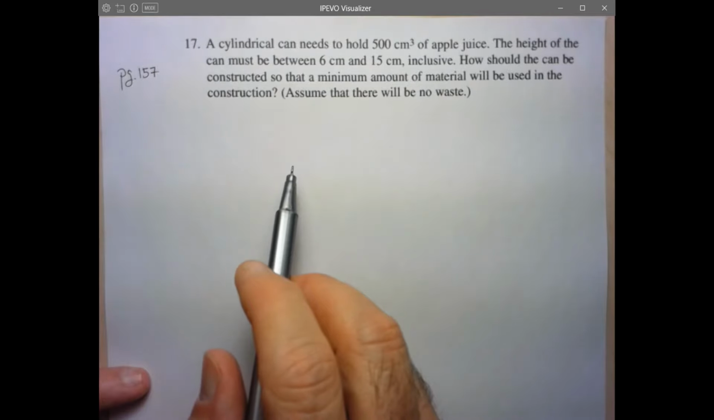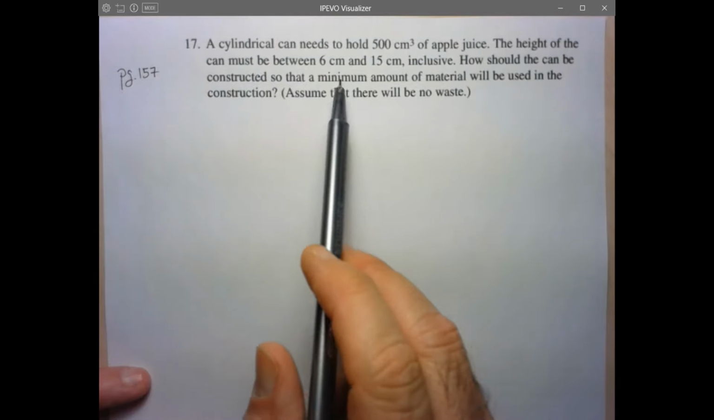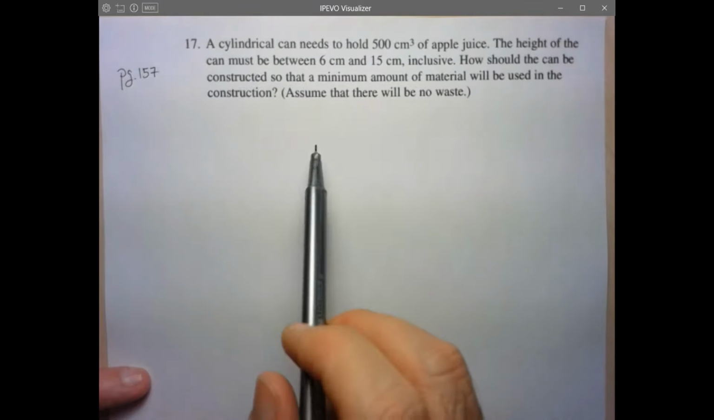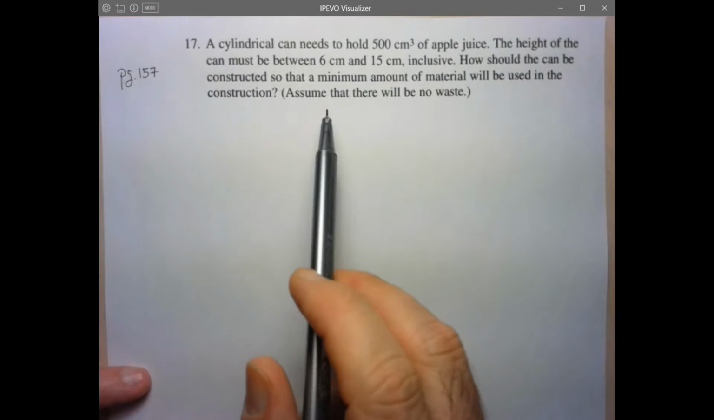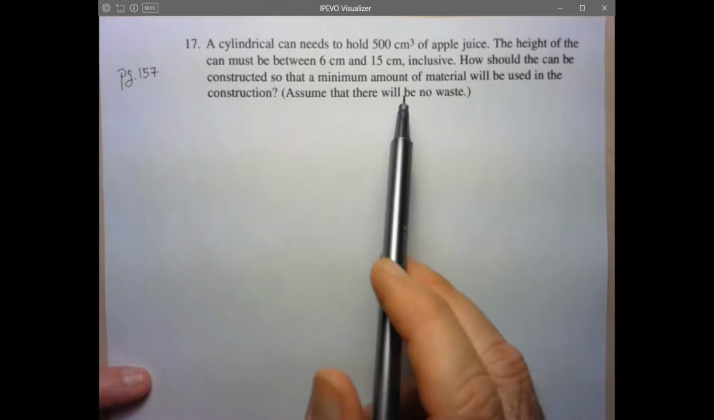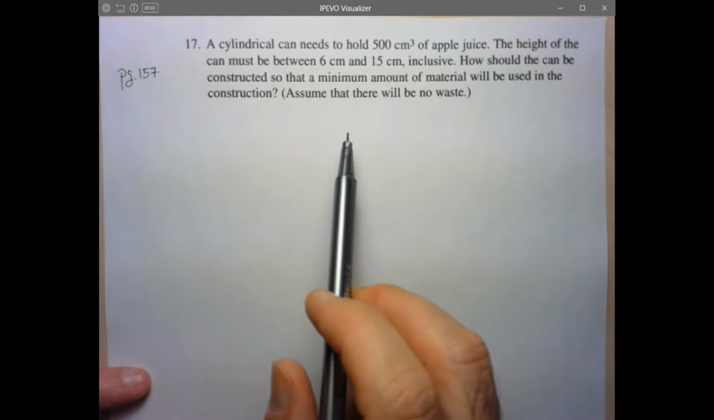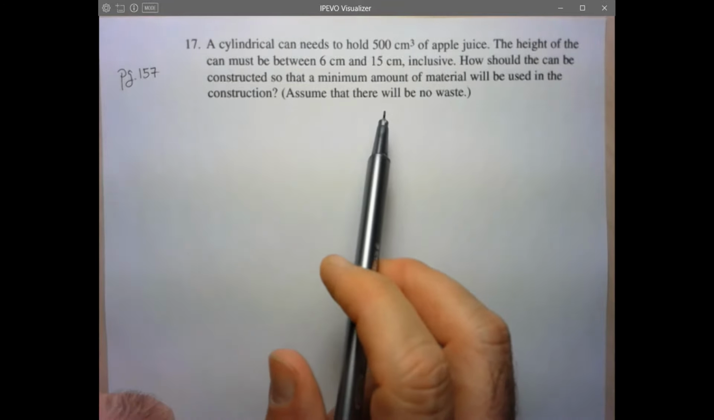All right, and they want to construct it so that a minimum amount of material is used. Okay, and we think material meaning the outside of the can, so we're going to be working with the surface area. And to make life easy for us, we assume that there's no waste. So we're using exactly the amount to create a cylinder. All right, so let's take a look at this here.